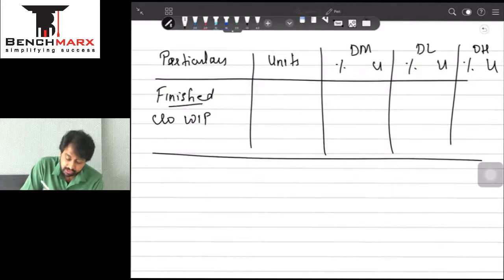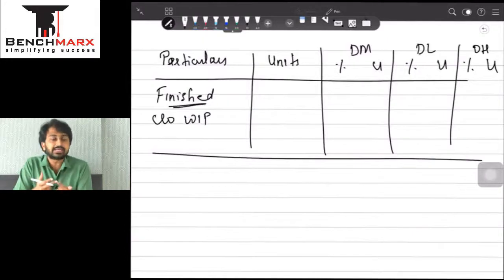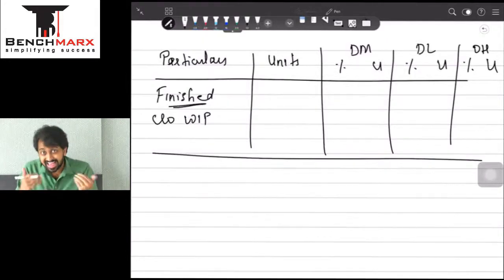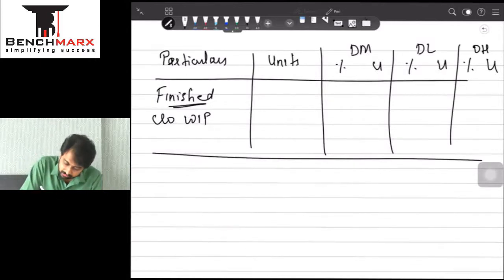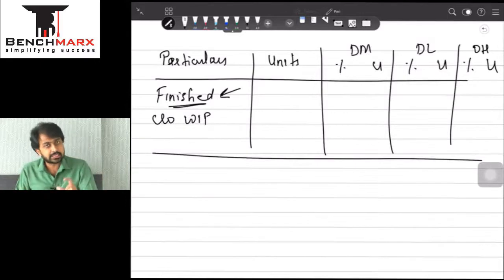Once I take the finished goods only, they will automatically include the opening stock content as well as the started and finished content. My job is to include everything. In the previous statement, I split them into opening stock content and started and finished content. If I add both together, I will get the finished content. My finished content will include opening and started and finished both.